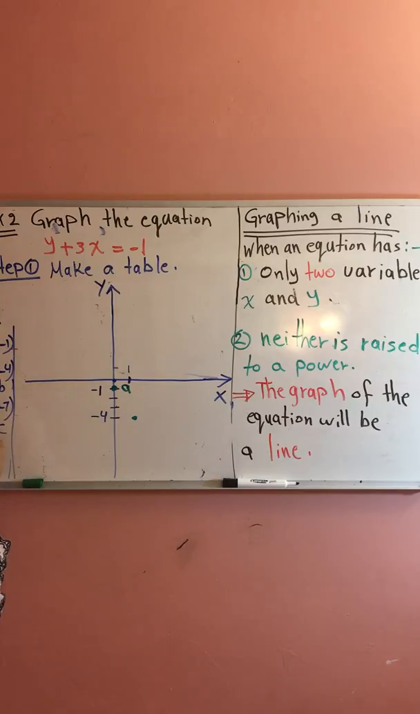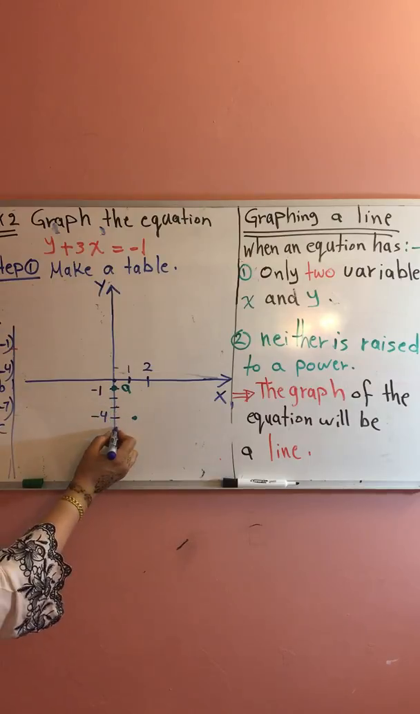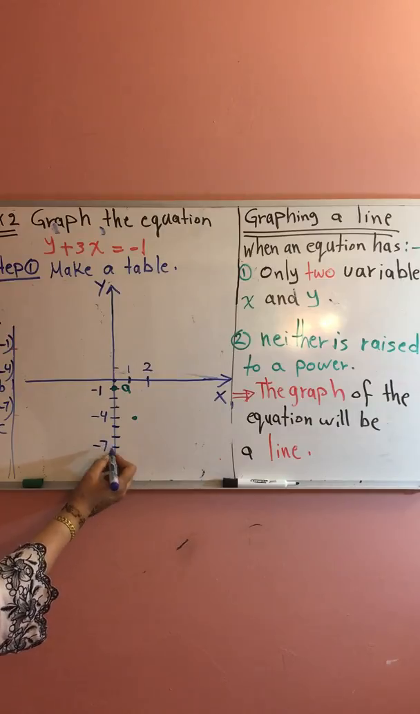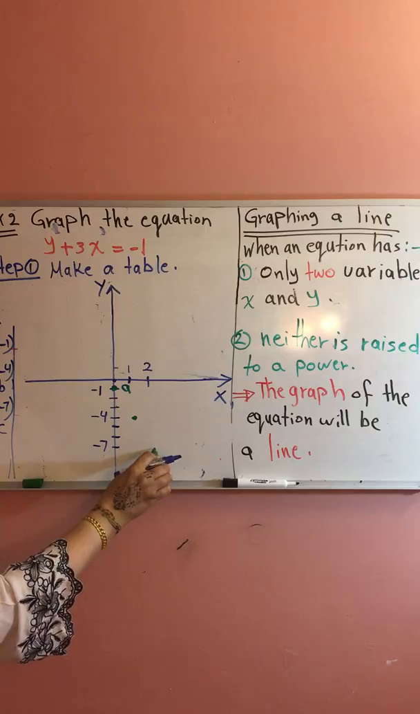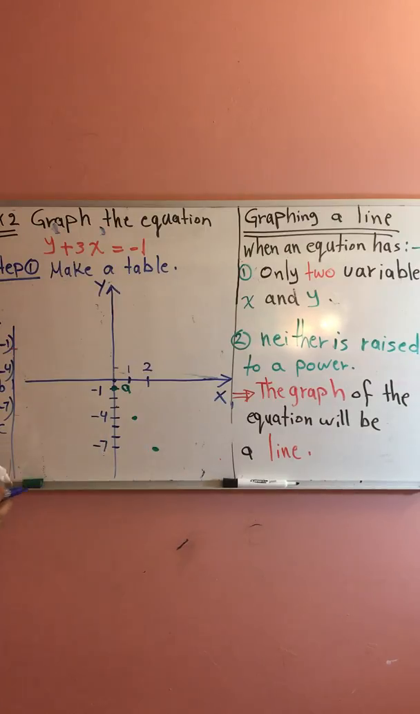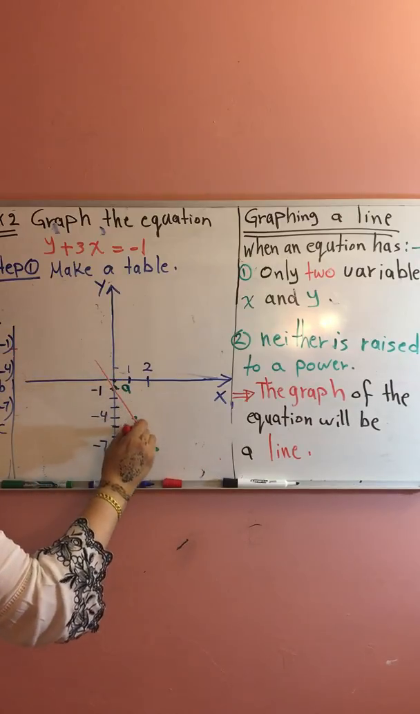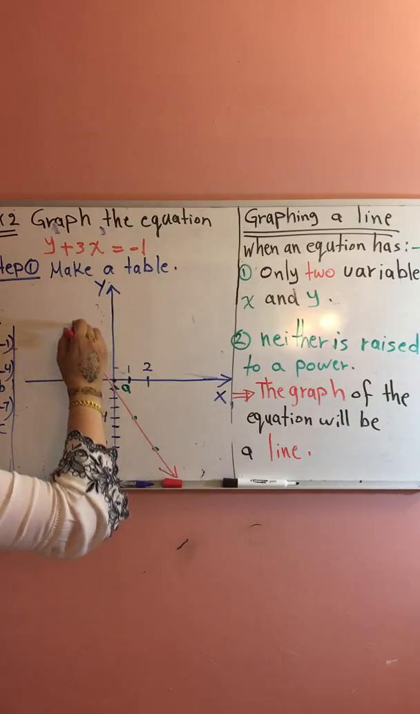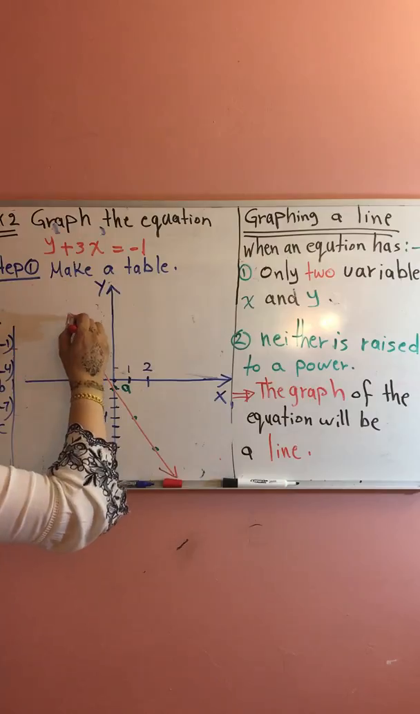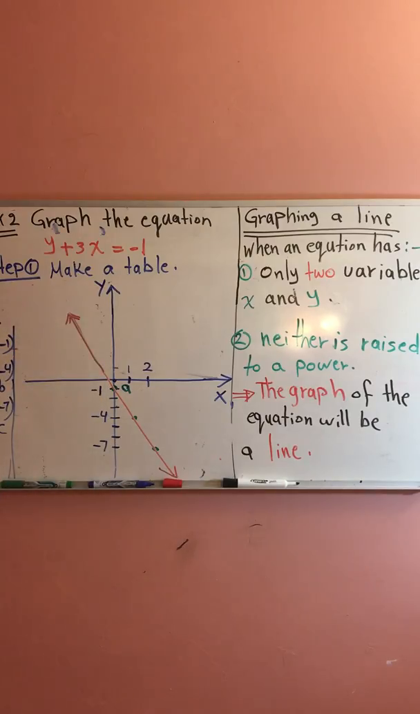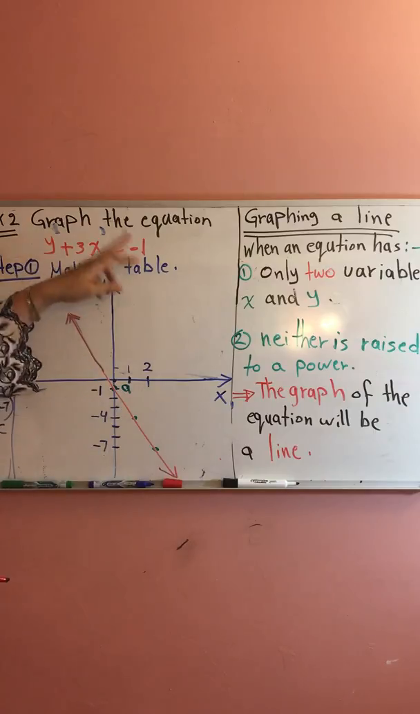2, -7, so X, 1, 2. -7, gonna go down 7 steps. -1, -2, -3, -4, -5, -6, -7. So I have 2, -7, which is supposed to be right here. Now, my line is this one. Just goes all the way up. So this is the line, this is the graph for this equation, which is a line.